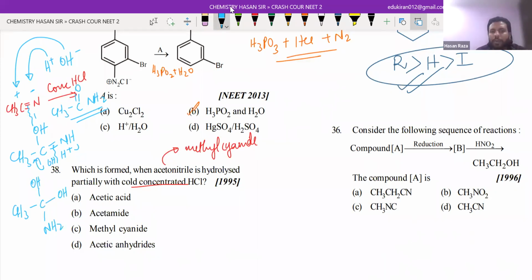Two hydroxyl groups on a single carbon is less stable. So you are going to remove water from here and then you will be able to get this. So what will be your answer? Your answer will be acetamide. So it's very simple. Please go for question number 36.